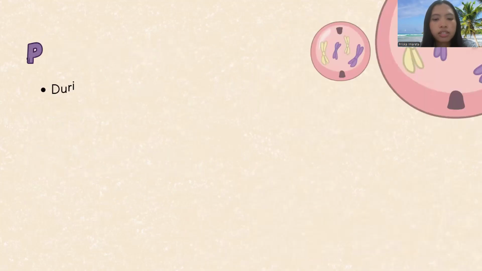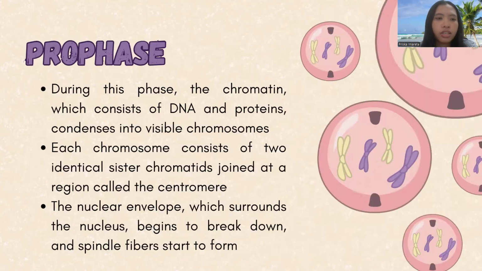Second is prophase. During this phase, the chromatin, which consists of DNA and proteins, condenses into visible chromosomes. Each chromosome consists of two identical sister chromatids joined at a region called the centromere. This is the centromere. The nuclear envelope, which surrounds the nucleus, begins to break down as spindle fibers start to form.